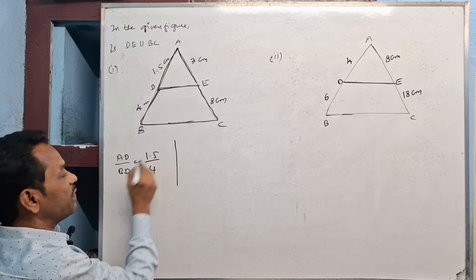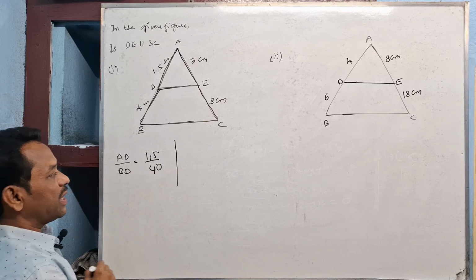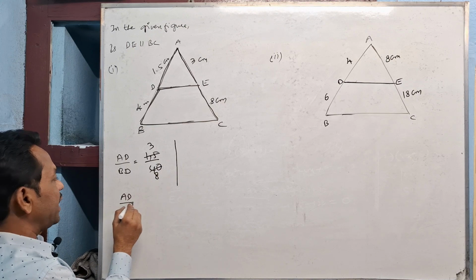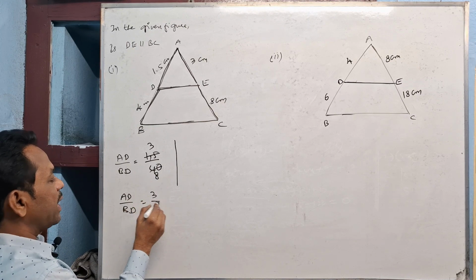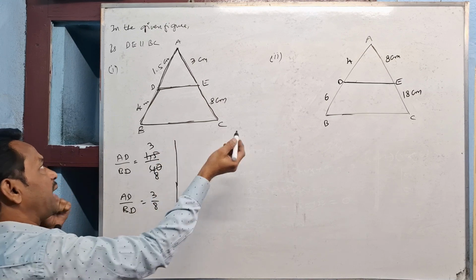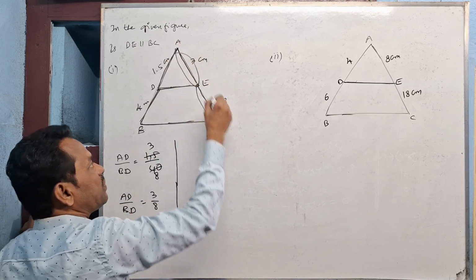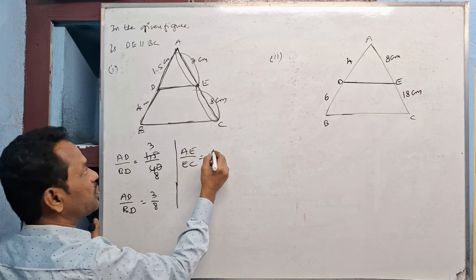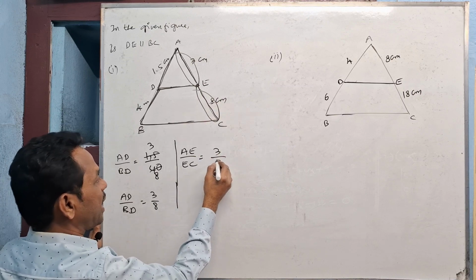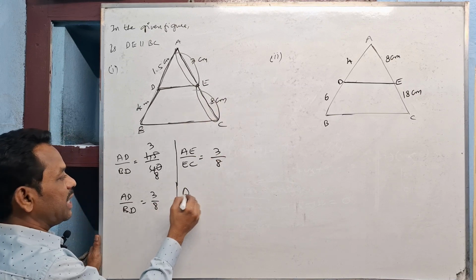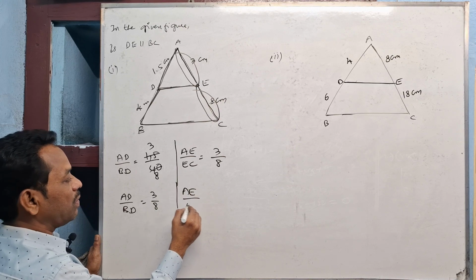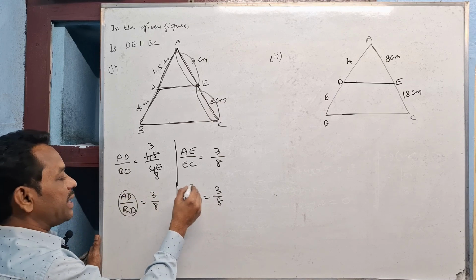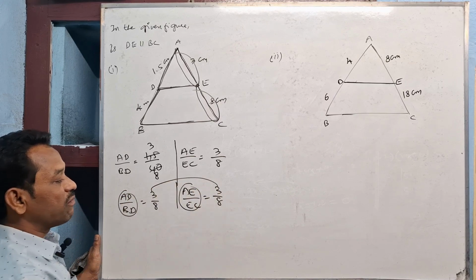If I take out the point, we can add 0 there. So 5 3s are 15, 5 8s are 40. So the value of AD by BD equal to 3 by 8. Similarly, let us find the ratio of AE and EC. I'll go for AE by EC. The value of AE is 3 centimeter and EC is 8 centimeter. Now look at these two fractions. Here we got AE by EC equal to 3 by 8. Now AD by BD and AE by EC have the same value.